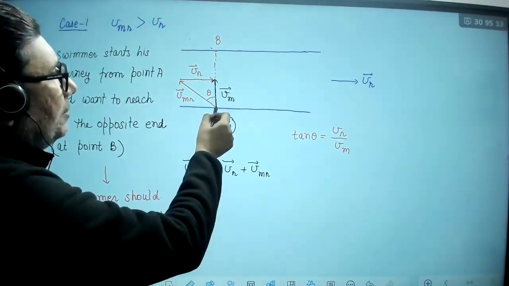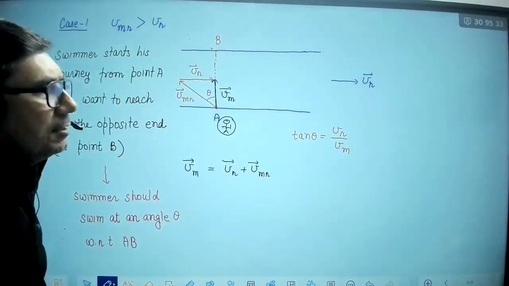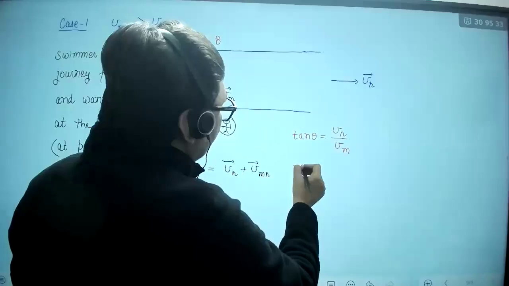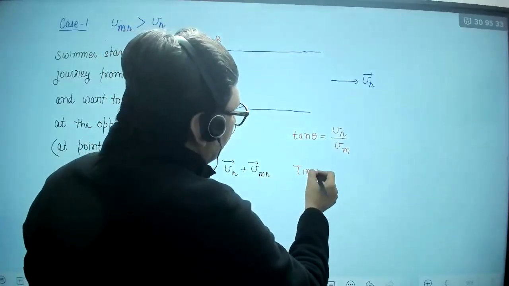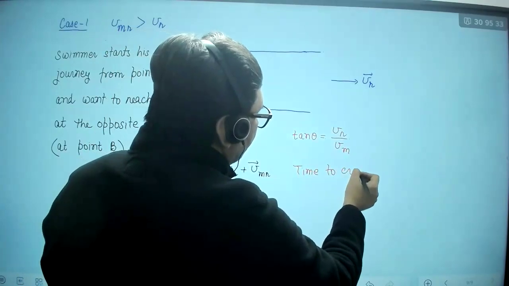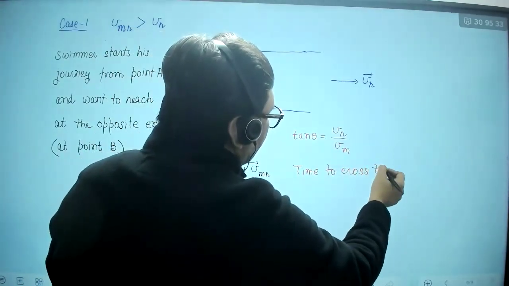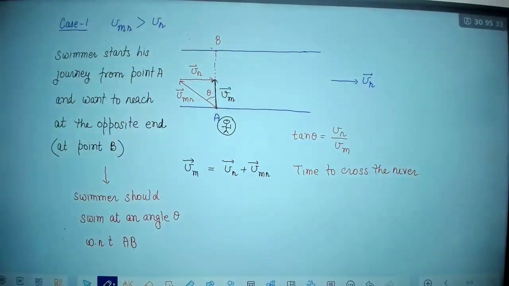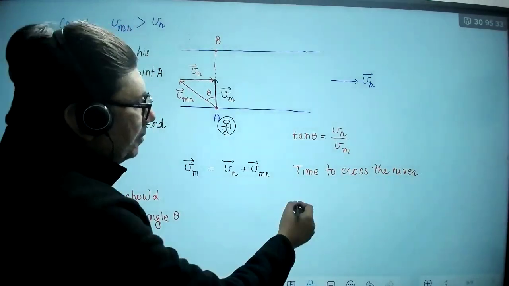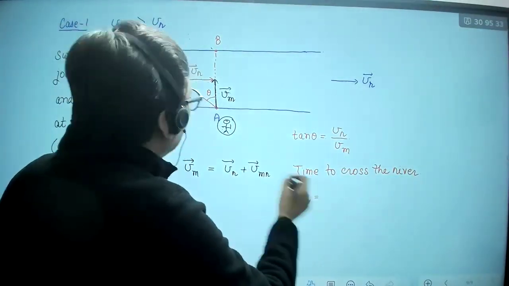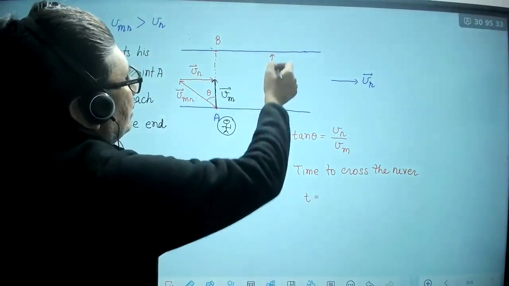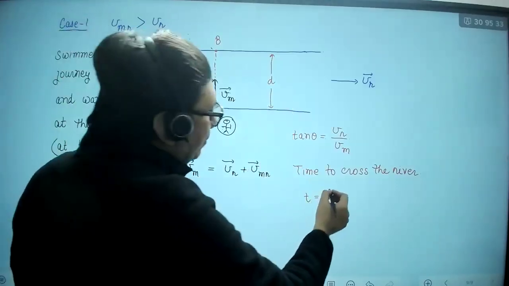Now second, what will be the time taken by this person to cross this river? Time taken by the swimmer to cross the river. You are going to tell me. That will be simple. Suppose the width of this river is d. D is the width. So time taken will be d upon.